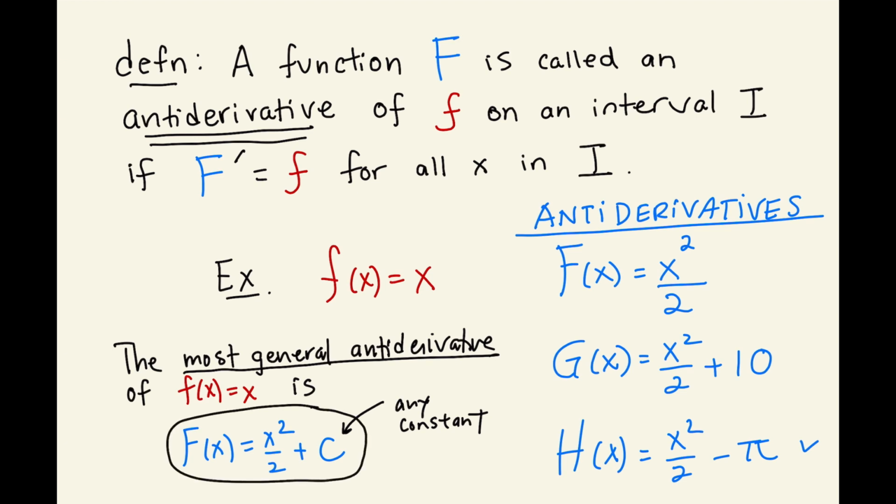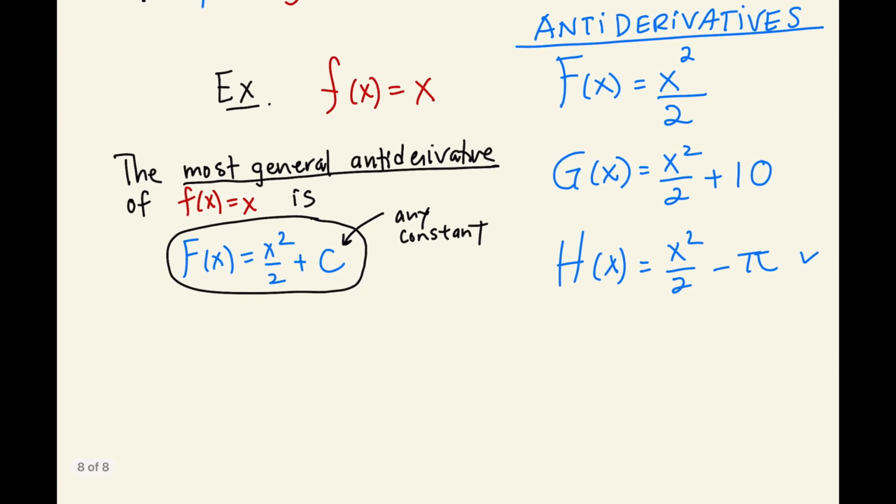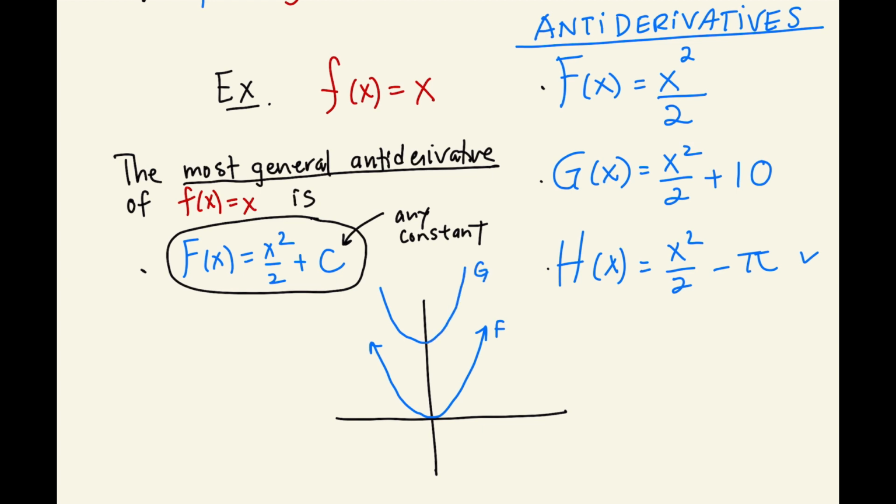It's the whole family. And if you think about, well, what do all these antiderivatives look like? You could sketch them all, and they are basically all just vertical translates of each other. Okay, so this would be like my F. G of x is somewhere up here. If I shift up by 10, if I go down by pi, I have my h. So they're all just vertical translates of each other, and there are infinitely many of them.